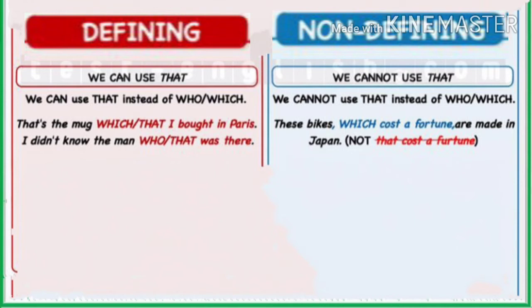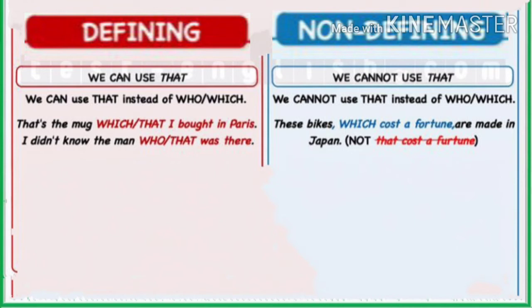For example, we can use that instead of who or which. That's the mug which I bought in Paris, or that's the mug that I bought in Paris. Next example, I did not know the man who was there. We can use that instead of who here. For example, I did not know the man that was there.